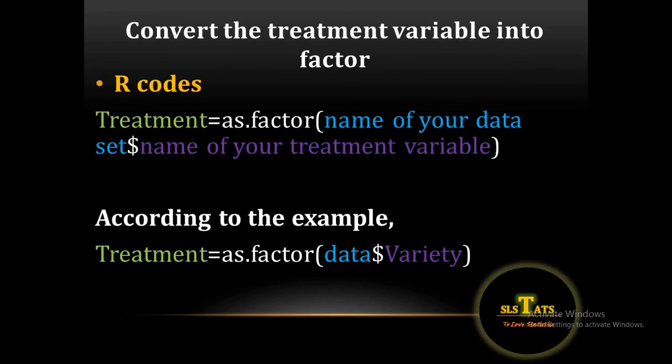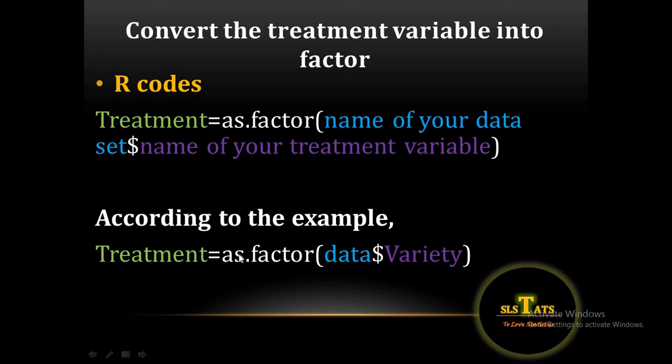Before running the R codes for ANOVA, we should convert the treatment variable into a factor because the treatment is a nominal variable. For that, give a name to your treatment and then type as.factor. It is the function to convert a variable into a factor. Then open parentheses, type the name of your dataset, then type the $ sign and give the name of your treatment variable as it is in the dataset.